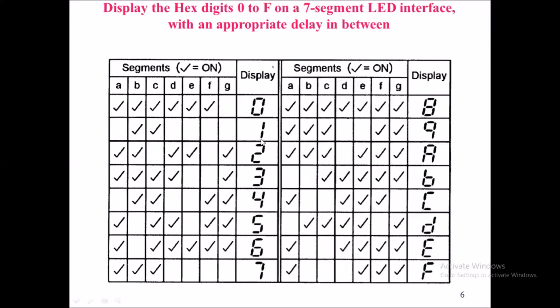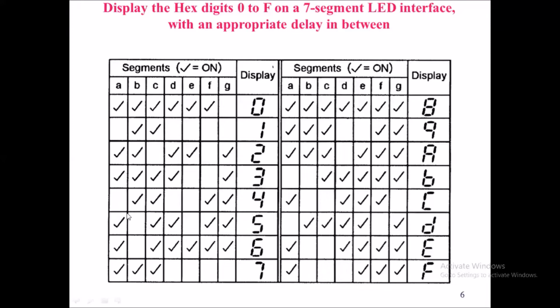Likewise, if you want to display 1, then B and C should be activated, and others should be in a non-activated state. Then if you want to display 2, then A, B, D, and E as well as G. So we have the middle segment here, so the G segment should be lit on. To display 3, segments A, B, C, D, and G should be selected. And to display 4, segments B, C, F, and G should be selected.